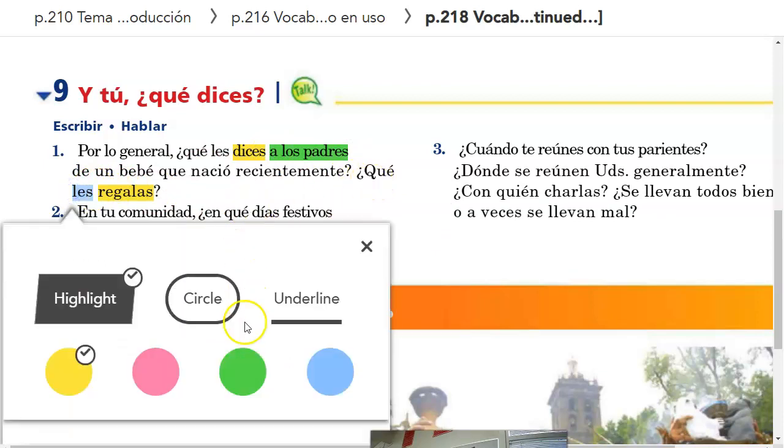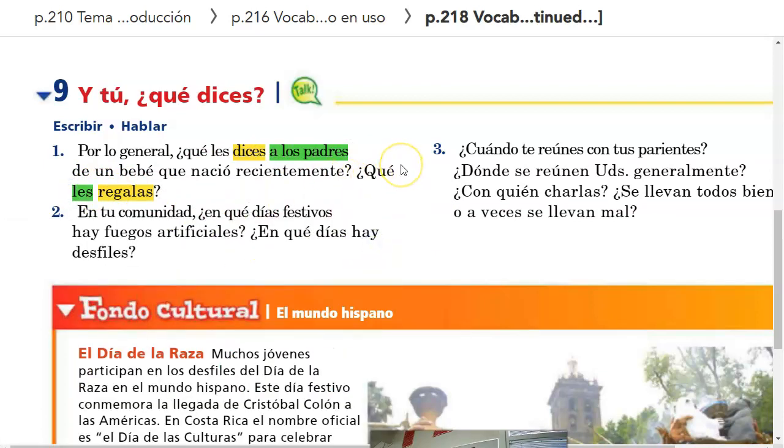¿Qué les regalas? So running it back, number 1, what do you say to the parents of a newborn to wish them congratulations or good luck? And what do you give as a gift to them, the parents of newborns?